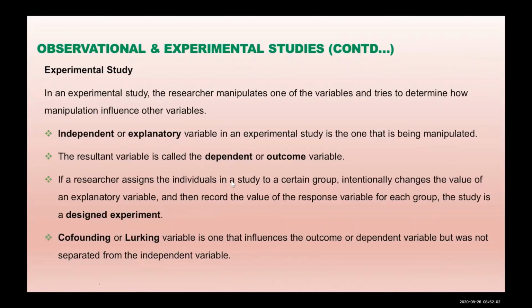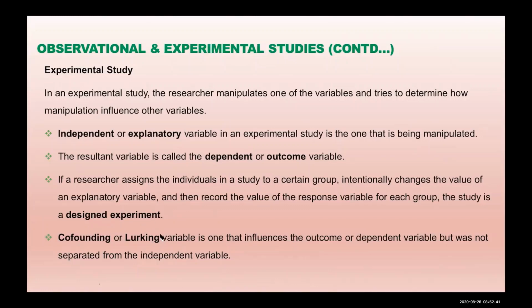If a researcher assigns individuals in a study to a certain group, like now what they are doing is they are making vaccine for COVID-19 and they are assigning certain individuals for the trial, and intentionally changes the value of the explanatory variable, then records the value of the response variable for each group, this is called a designed experiment. So they are testing on vaccine right now. So that is the designed experiment. They're giving this vaccine to certain group of people who are participating, and then they are looking for the results. This type of experiment is called the designed experiment.